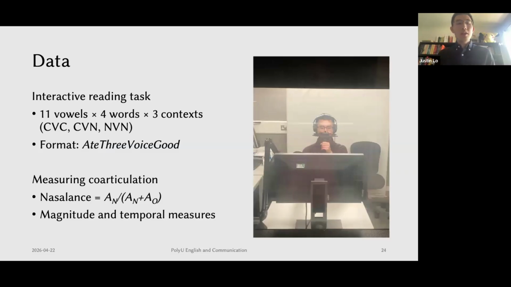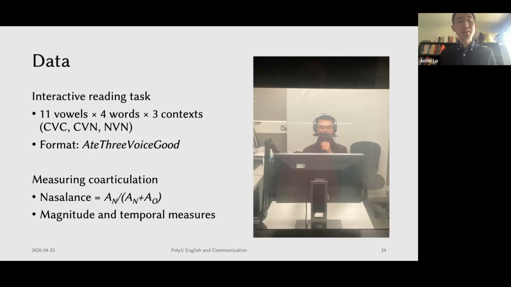So we have some data collected from a specific reading task. Basically, we asked speakers to read out some words in a kind of semi-spontaneous format. I can answer questions about this. We collected data in contexts where the vowel is surrounded by oral consonants, oral and nasal consonants, and nasal consonants, to compare the nasality and nasalization in these different contexts. We're primarily interested in what we call the CVN context, what happens when the vowel comes before the nasal consonant.